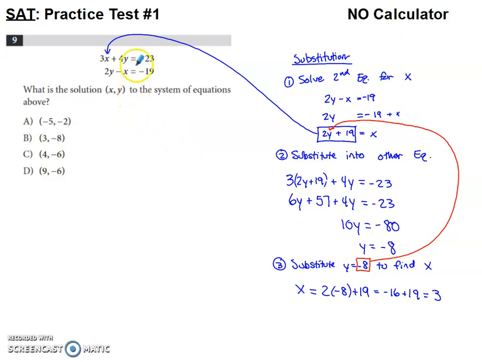So number 9 gives us two equations. Both equations contain x and y, so we've got a system of equations. And they ask us to figure out what the solution to the system is. So there are several different ways you can go about solving this.